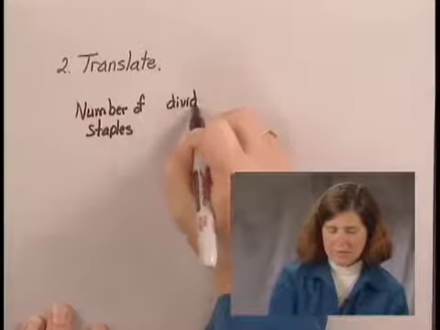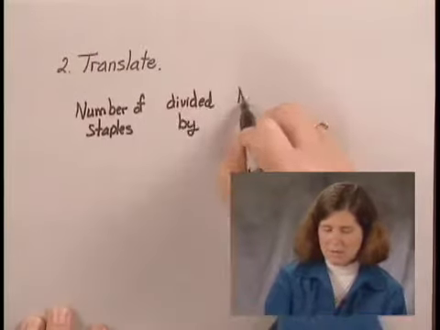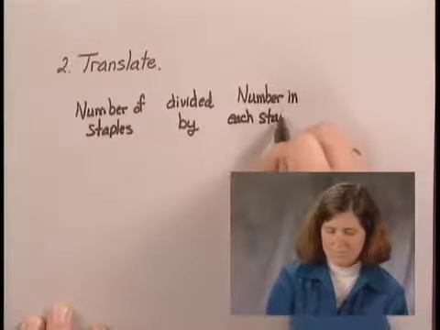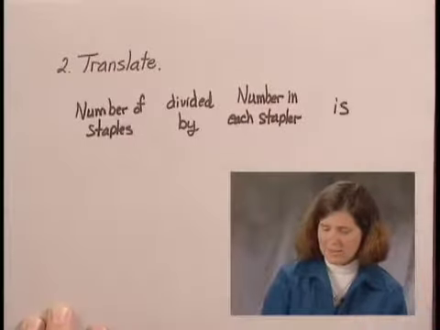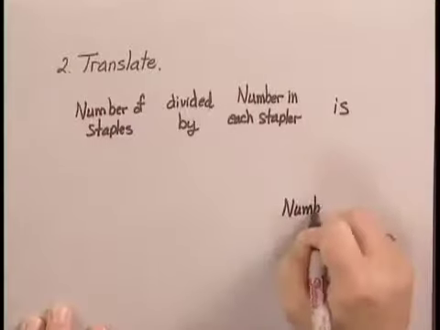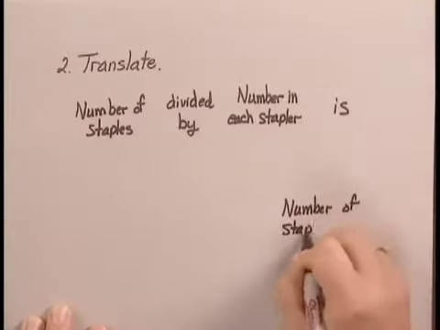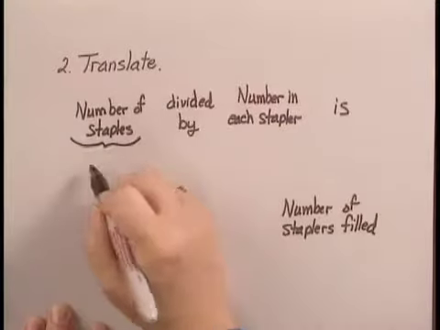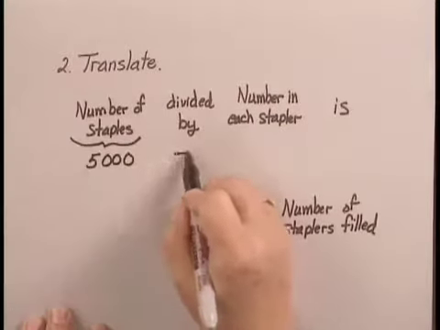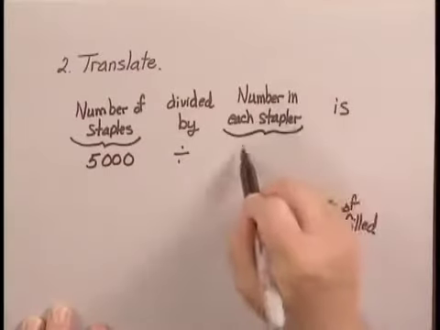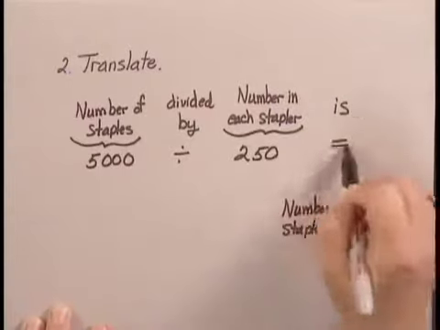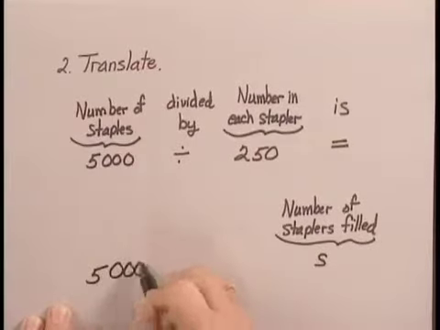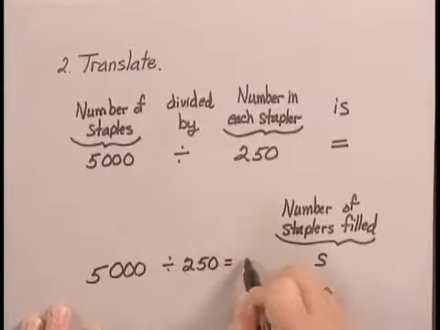divided by the number in each stapler is the number of staplers filled. So we have the number of staples in the box was 5,000, divided by the number in each stapler is 250, is, and the number of staplers filled we said was S. So we have the equation 5,000 divided by 250 equals S.